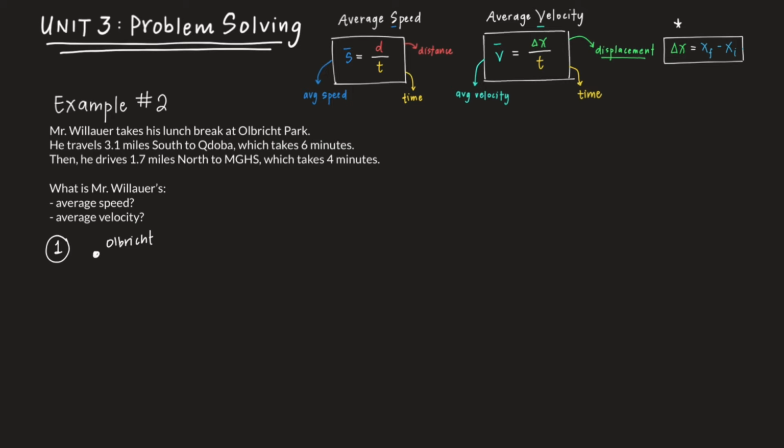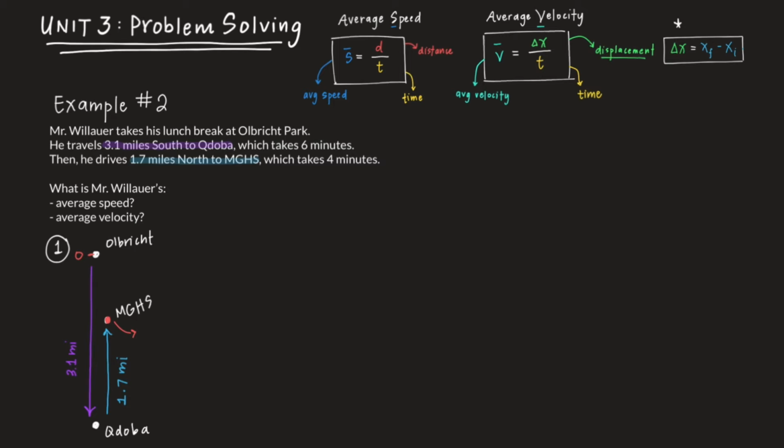So again, we're going to start with a picture. I'm going to say, hey, that's Olbrich. Then we drive 3.1 miles south to Qdoba. So I oriented it like a map, driving down, driving south. And then he drives 1.7 miles north to MGHS. So like I did in the last problem, it's going to be helpful if I know where MGHS is located in reference to Olbrich, because again, final position minus initial position. So let's say I'm going to make Olbrich my 0 point. That's going to be my origin.